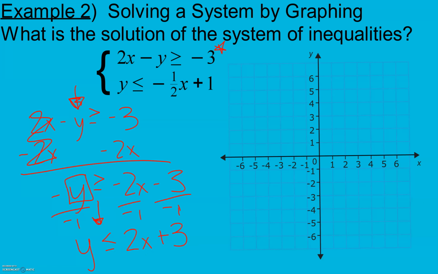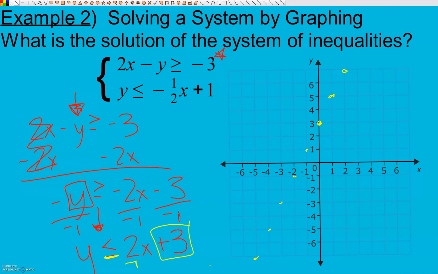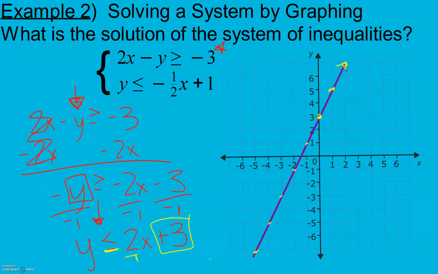So here I'm going to start at my intercept and use my slope of 2 to go up 2 over 1, or down 2 back 1. Then I connect my dots. Here it's going to be a solid line because my inequality has an equal to there. Now I know it's an inequality, but I'm going to come back to that step in just a minute.